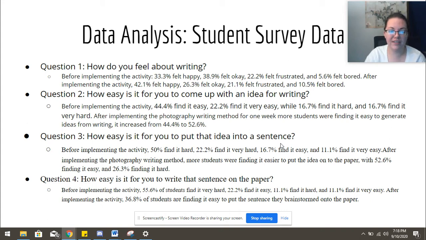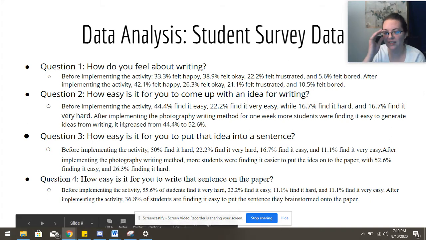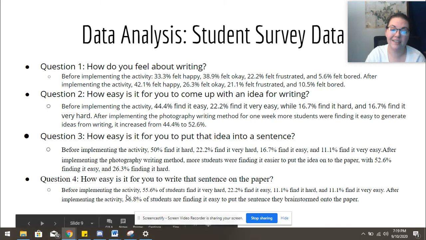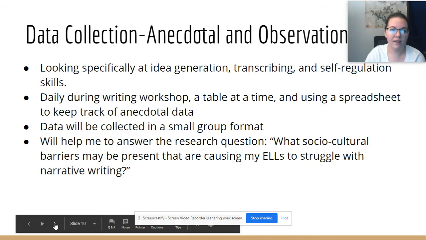And after implementing the activity, 36.8% found it easy to put the sentence on the paper. So I was really happy to see that had improved. They were finding it easy. That was a big increase from 11.1% to 36.8%. So I was really happy about that.